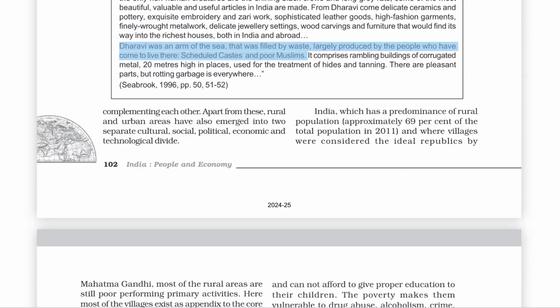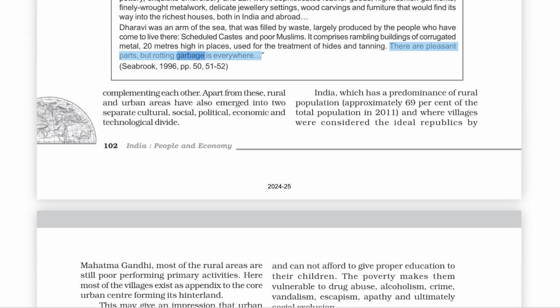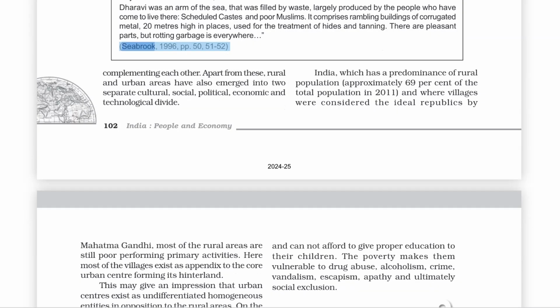Dharavi was an arm of the sea that was filled by waste, largely produced by the people who have come to live there, scheduled castes and poor Muslims. It comprises rambling buildings of corrugated metal, 20 meters high in places, used for the treatment of hides and tanning. There are pleasant parts, but rotting garbage is everywhere. Seabrook, 1996, pp 50, 51-52.